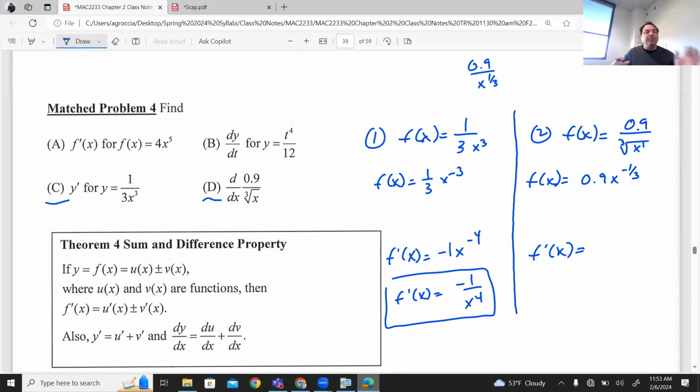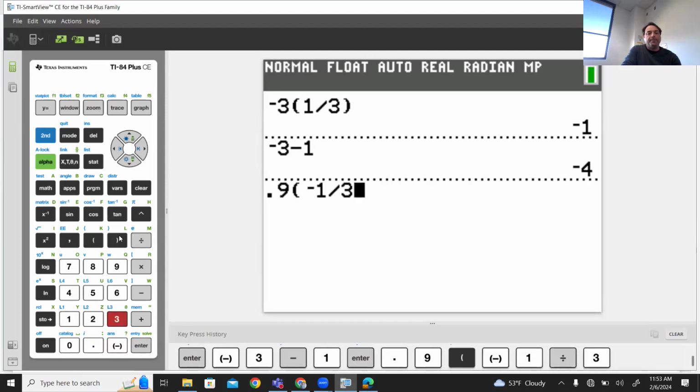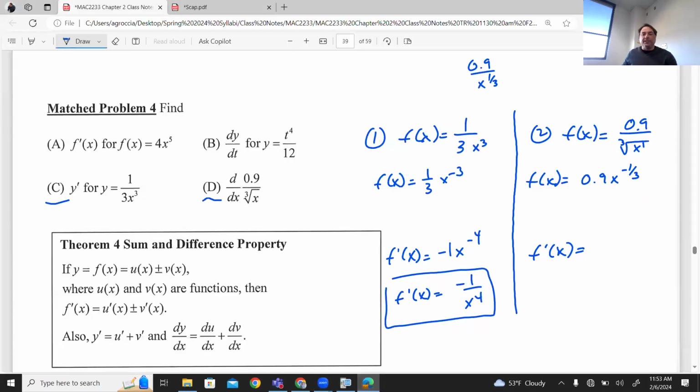Okay, so again, I'm not going to show the calculator all the time, but you do have it. Same thing for the next one. Negative 1/3 times 0.9. You can use your calculator: 0.9 times parenthesis negative 1/3 gives you negative 0.3. So that's negative 0.3.